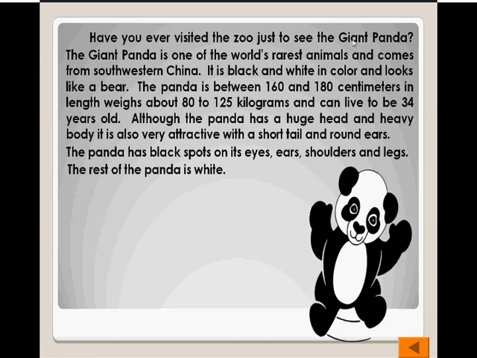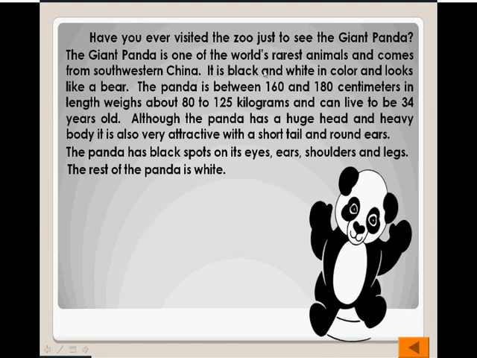As you can see, this is the panda. The picture is there to show you. I think we all love pandas. Okay, let's have a look at the text and see what it has to tell us about the giant panda. So it says here, the giant panda is one of the world's rarest animals and comes from southwestern China.